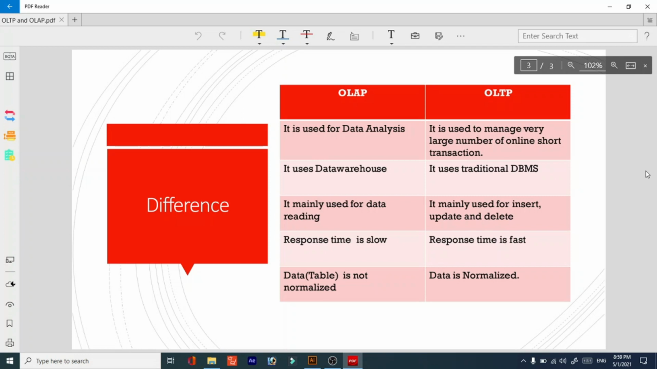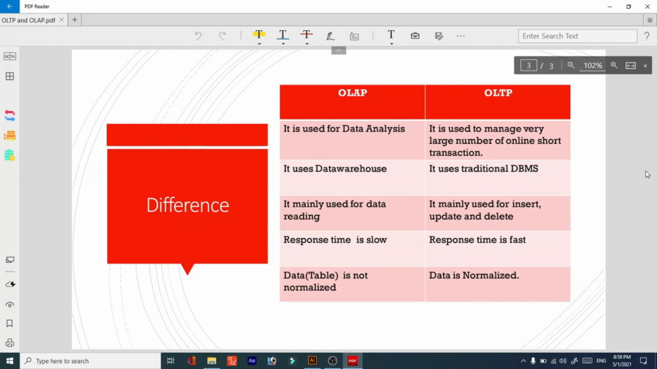OLAP response time is slow, and OLTP response time is fast. Like I'll give you an example: on your banking site, if you log in to your account, you need that response time to be very fast. In milliseconds, you will get the response. That is given by an OLTP system, not by an OLAP system.